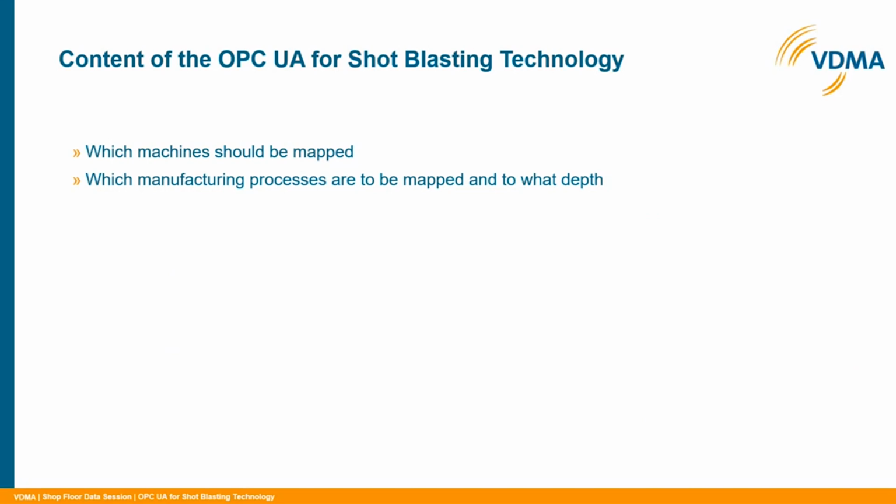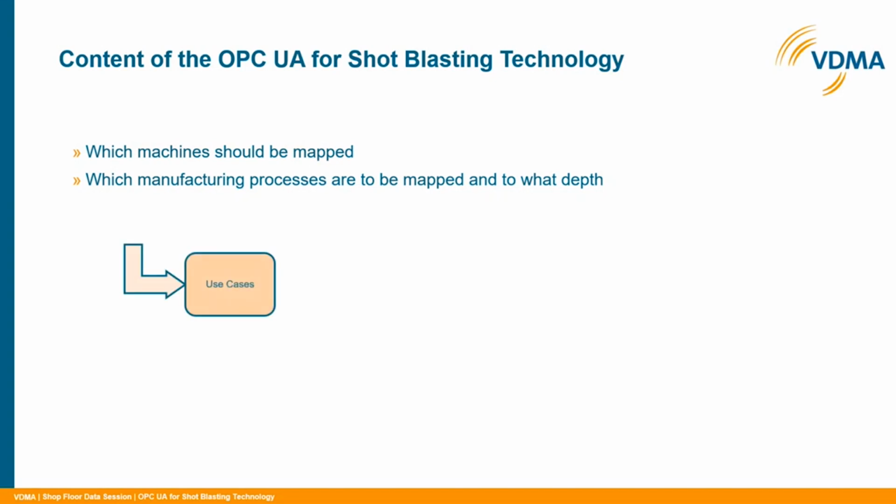information models. So the first question that you have to answer in developing an OPC UA companion specification is which machines should be mapped and which manufacturing processes of these machines should be mapped in what depth. Maybe this sounds obvious, but if you don't really define what exactly machine you want to map in your companion specification, then you have a big problem because you don't know how to design them. So the first answer you have to find is on these two questions.